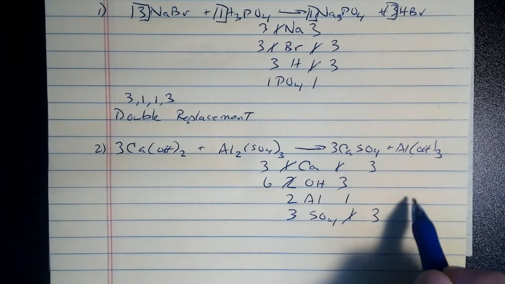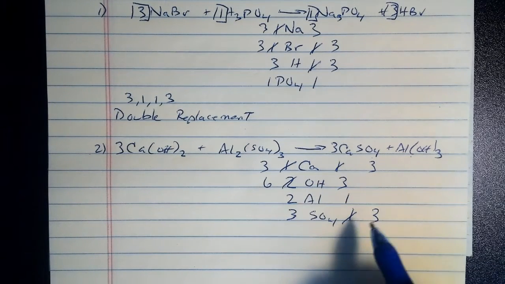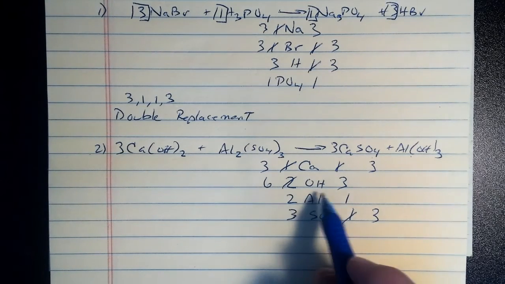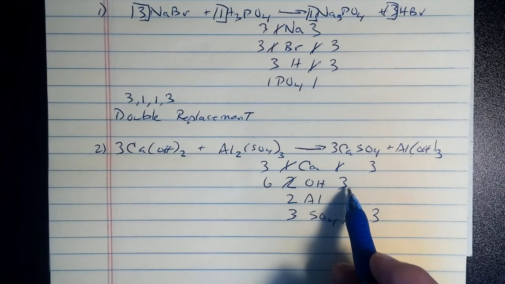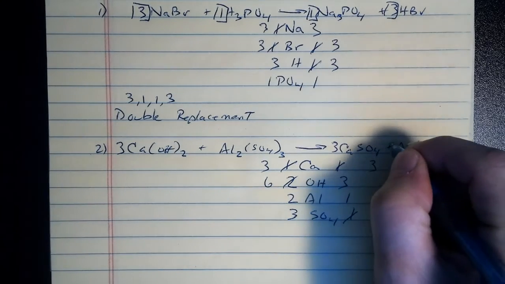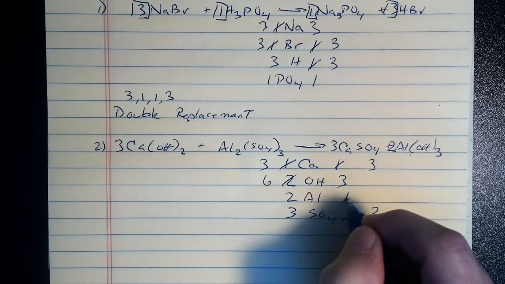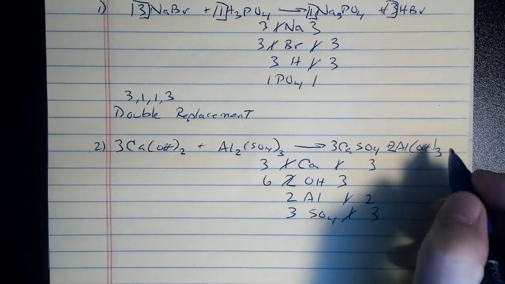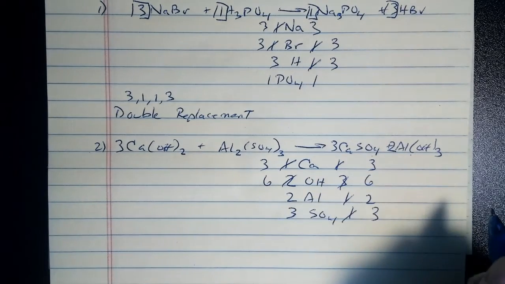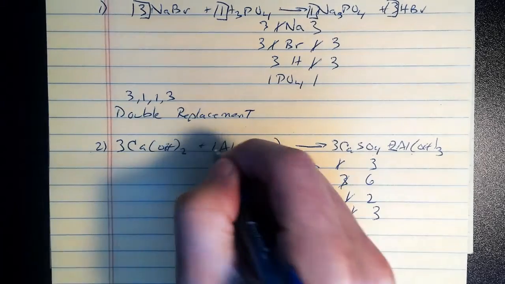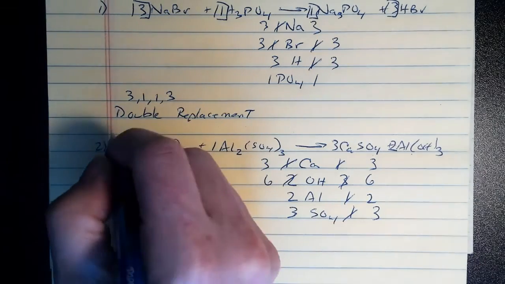Okay, and so now calcium's good, sulfate's good, but aluminum is short, and so we're short on the right side as well for hydroxide. So we're going to insert a 2 as a coefficient. I should have put more space there. 2 times 1 aluminum is 2. 2 times 3 is going to be 6 hydroxides, and voila, everything is equal. We're going to put a 1 here because we didn't do anything with aluminum sulfate.